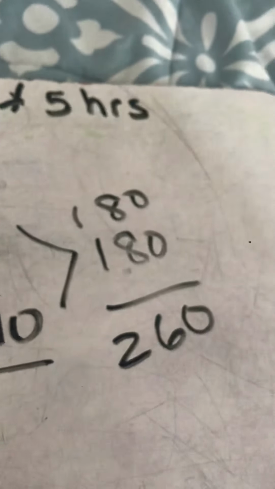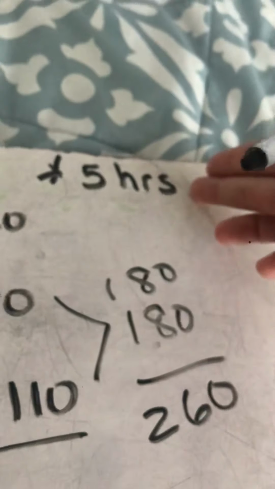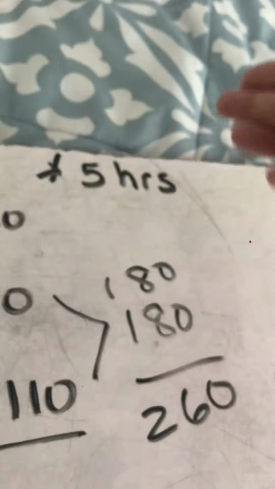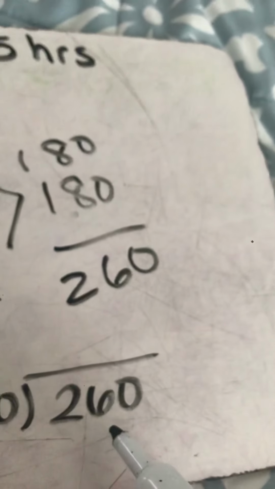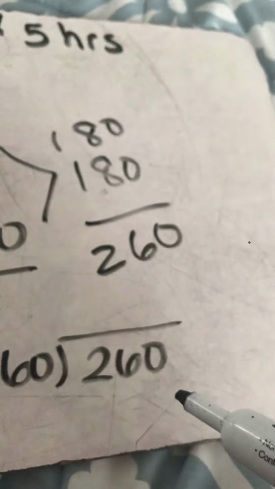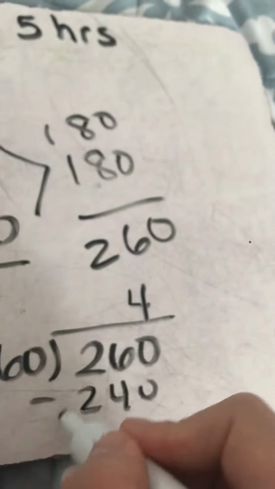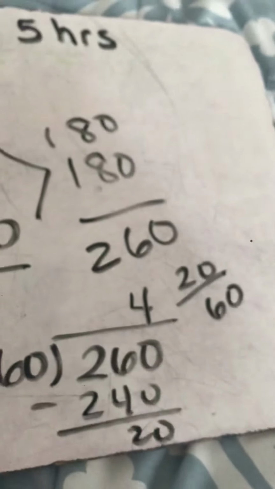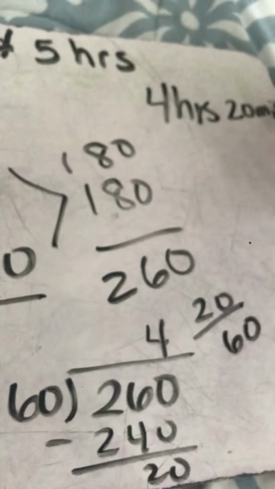But I need to know, well, 260 minutes is equivalent to how many hours, because I want to know if he meets his goal of 5 hours. So I know that there's 60 minutes in an hour. So I'm going to divide 260 by 60 to see how many hours that is. So 60 cannot go into 2, 60 cannot go into 26, 60 can go into 260 4 times, and 60 times 4 is 240. So he rides for 4 hours and 20 minutes out of that hour. So we can say 4 hours, 20 minutes.